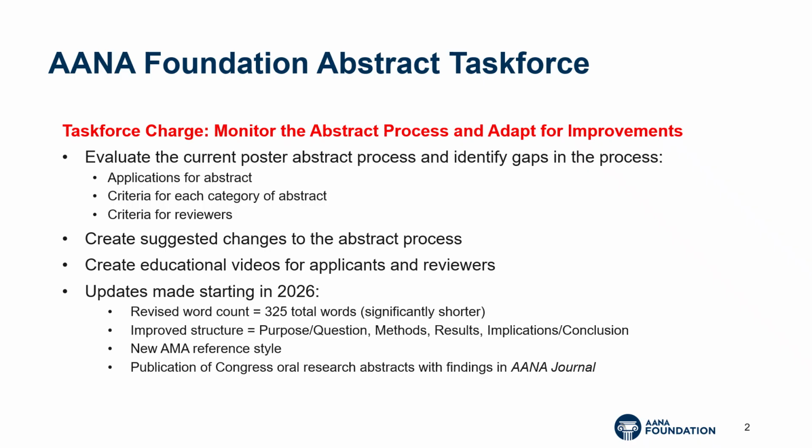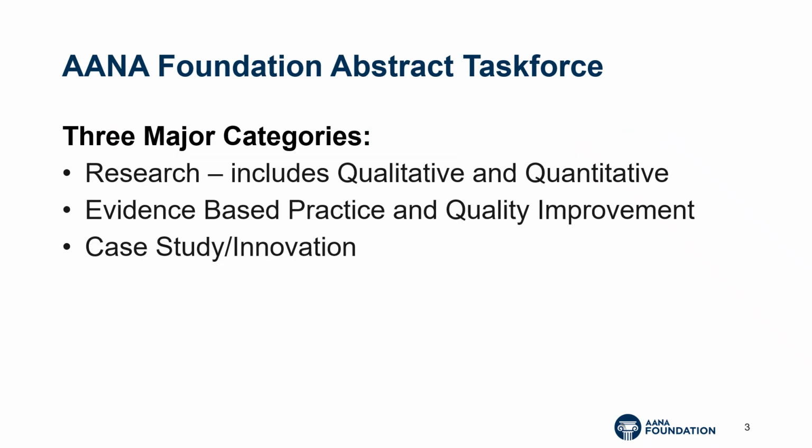Updates to the poster abstract submission process starting in 2026 include a revised word count. The word count is now 325 total words, which is significantly shorter. The structure was improved with the following headings: purpose and question, methods, results, and implications in conclusion. The reference style was changed from APA to AMA. And oral or podium research abstracts that include findings and are presented at annual Congress can now be published in the AANA Journal.